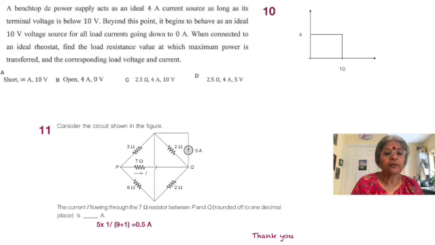And that's exactly what is asked. When connected to an ideal rheostat, find the load resistance value at which maximum power is transferred and the corresponding load voltage and current. So the ohmic value is 2.5, the voltage is 10, the current is 4, and I suppose the answer that corresponds to it is C.